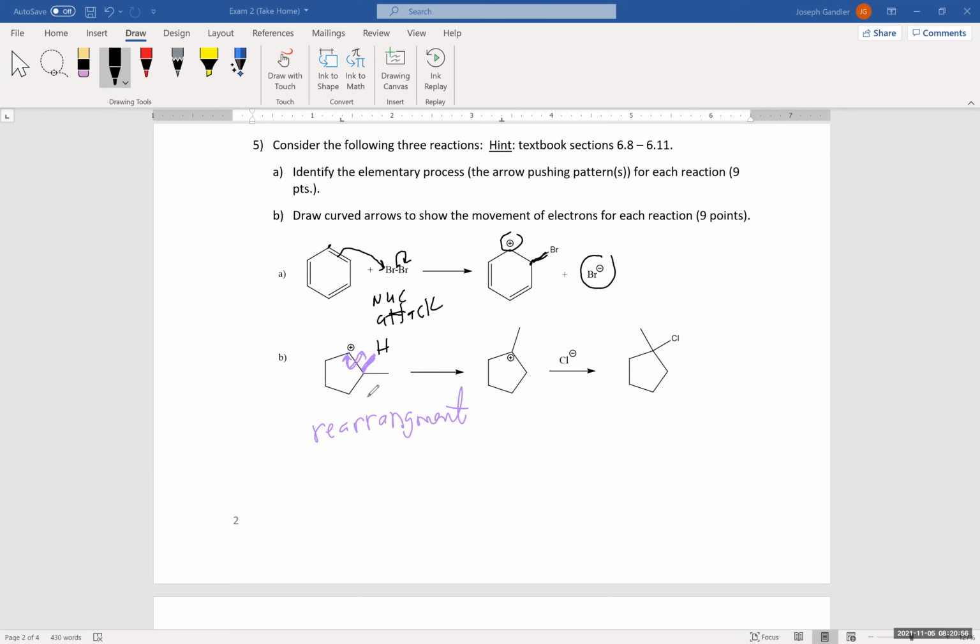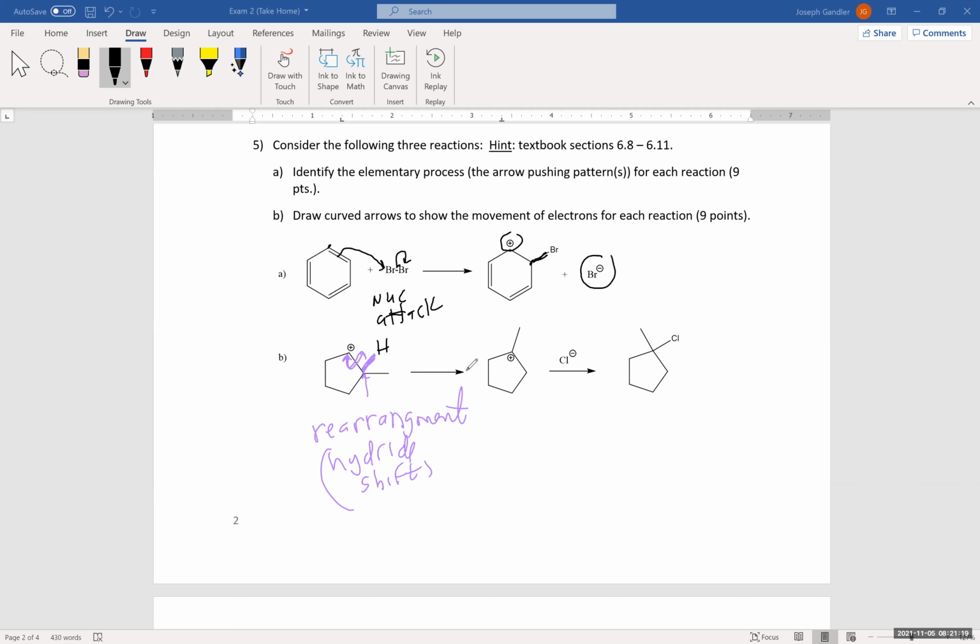That leaves this carbon here with only 6 electrons and the positive charge, okay? So this is a hydride shift. Rearrangement is fine, but it's a result of a hydride shift that converts a secondary carbocation into a tertiary. I rotated the molecule a little bit, so it kind of gave you an illusion that the methyl moved.